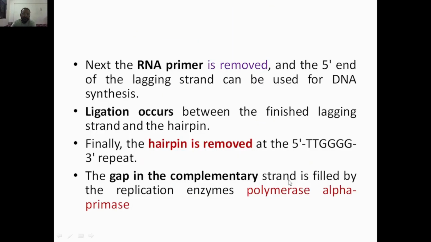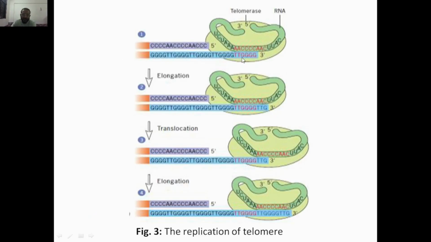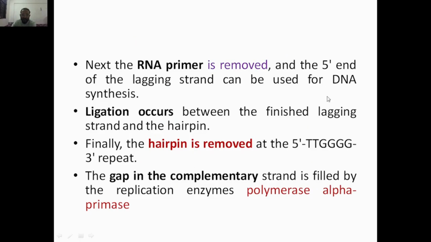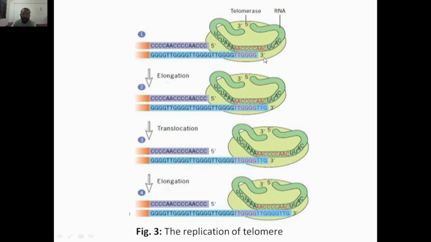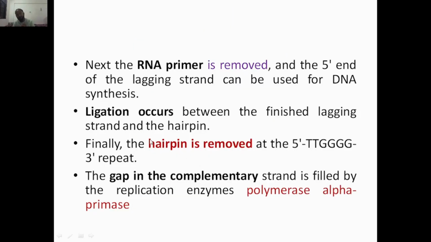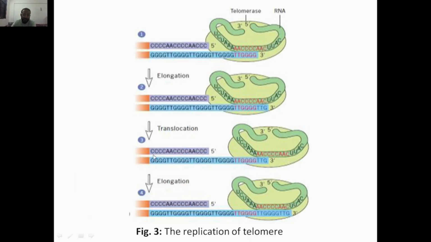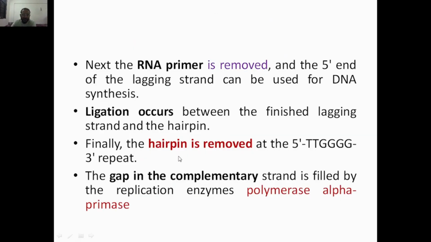Next the RNA is removed, and the 5' end of the lagging strand can be used for DNA synthesis. This strand can be used for DNA synthesis. Now ligation occurs between the finished lagging strand and the hairpin. So this is the hairpin and this is the finished lagging strand. Ligation happens, that means joints will be there. Finally the hairpin is removed at the 5' end of the 5' to 3' repeats. So this will be removed, and the process continues.